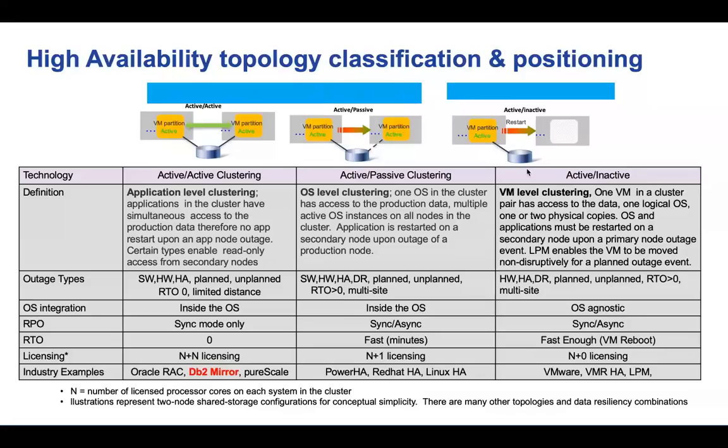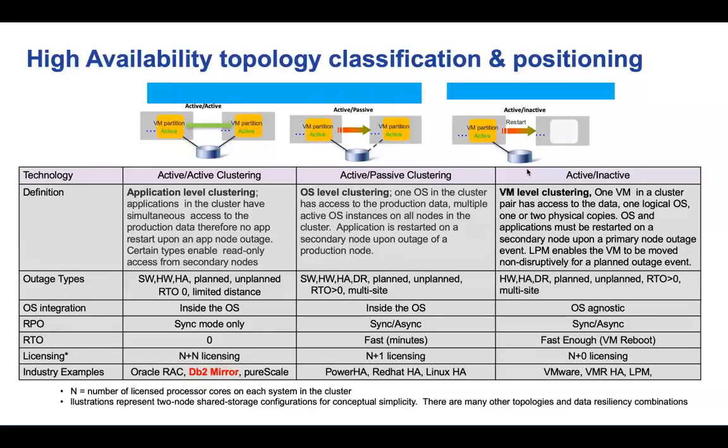The left-hand column is the active-active clustering, and this is where we're trying to position Db2 Mirror. This is where both sides of the nodes, both LPARs, are up and running, and they can actively access that database. So this is in the same realm of function that solutions like Oracle RAC on AIX and Linux, Db2 pureScale, and Z Sysplex have, where you can have your applications up and running on both sides.